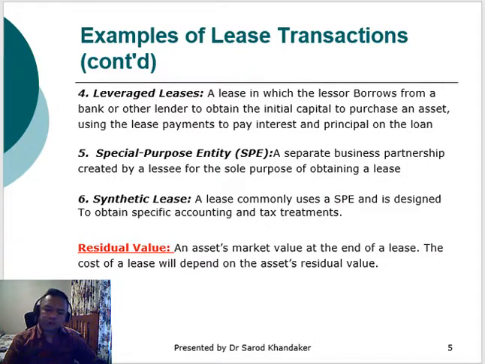Now we also need to understand that the residual value of an asset is an important factor for lease financing. The residual value is an asset's market value at the end of a lease. The cost of the lease will depend on the asset's residual value.